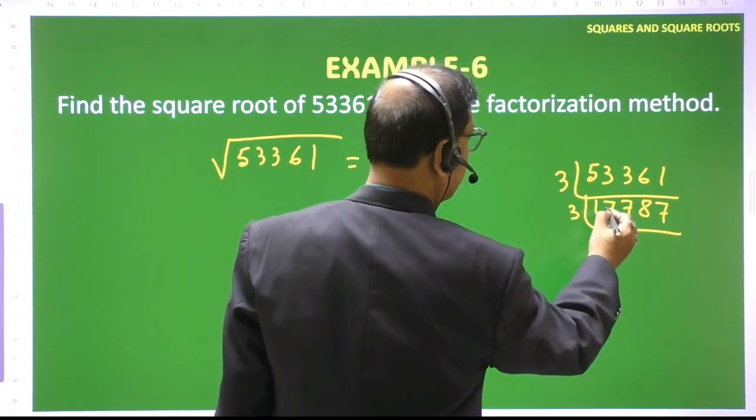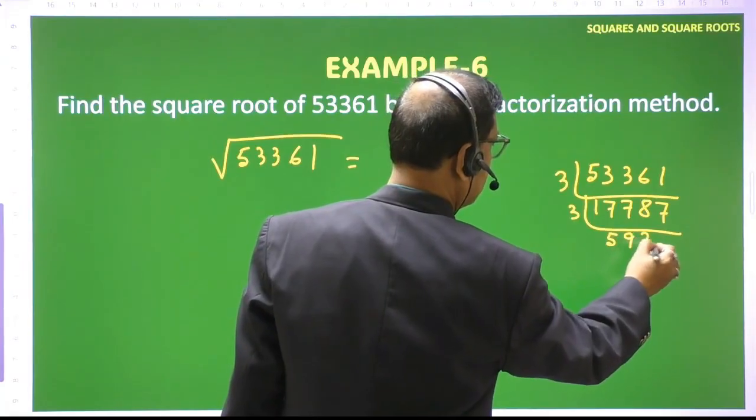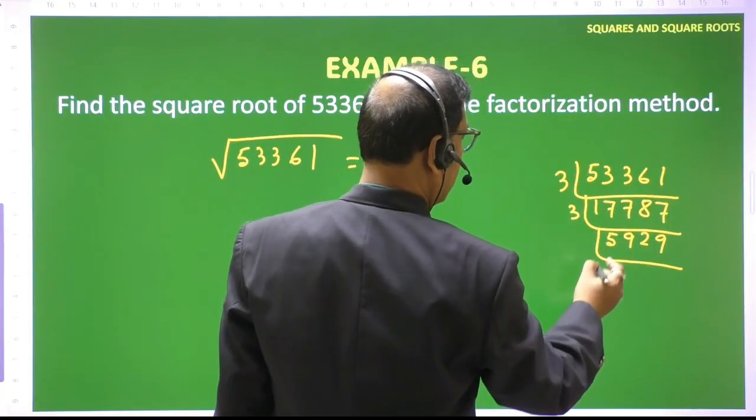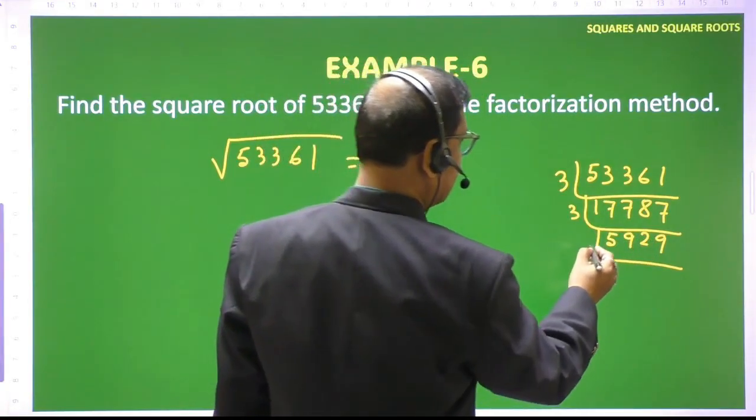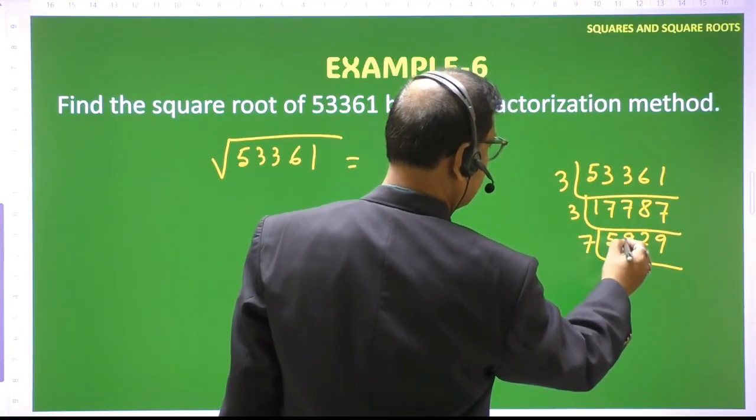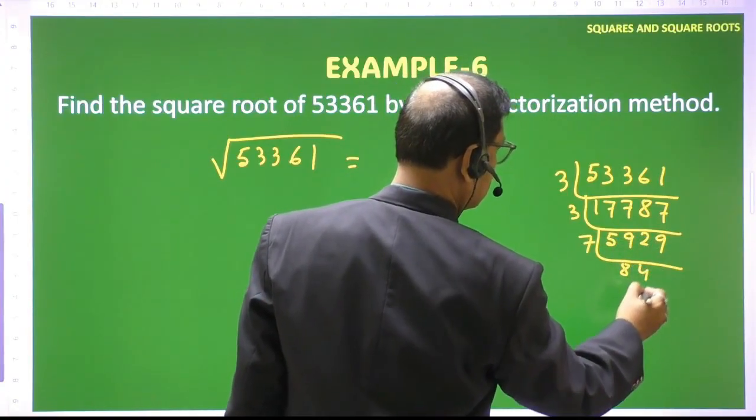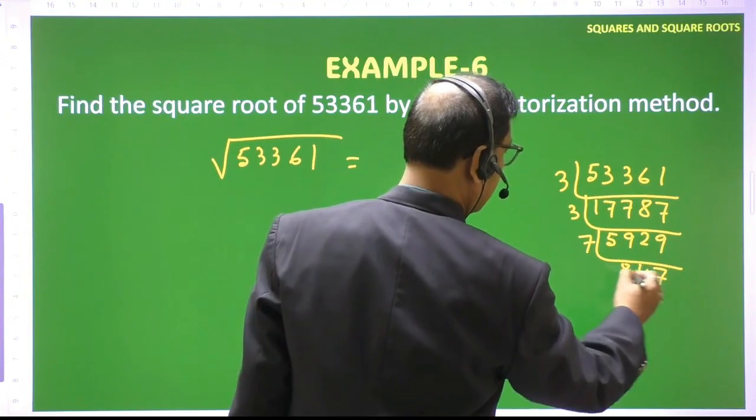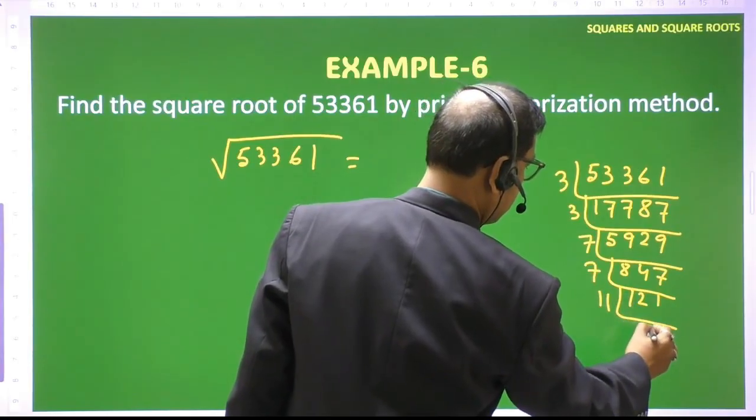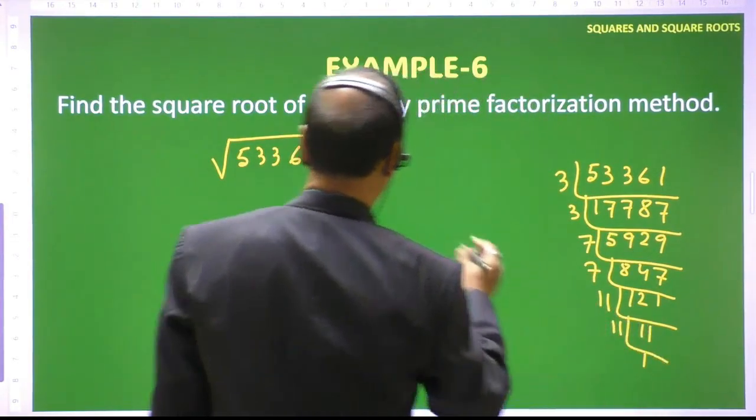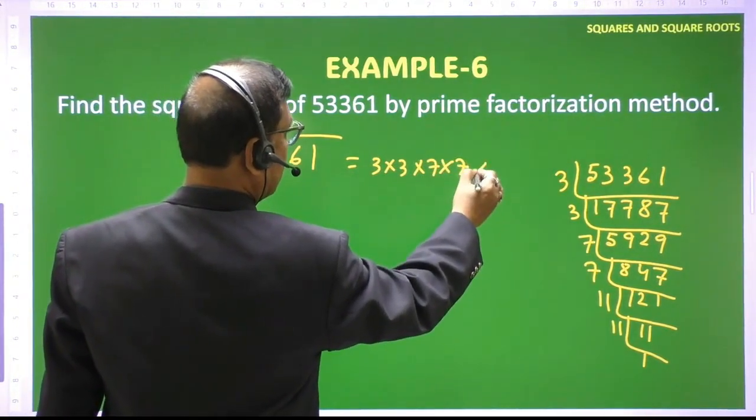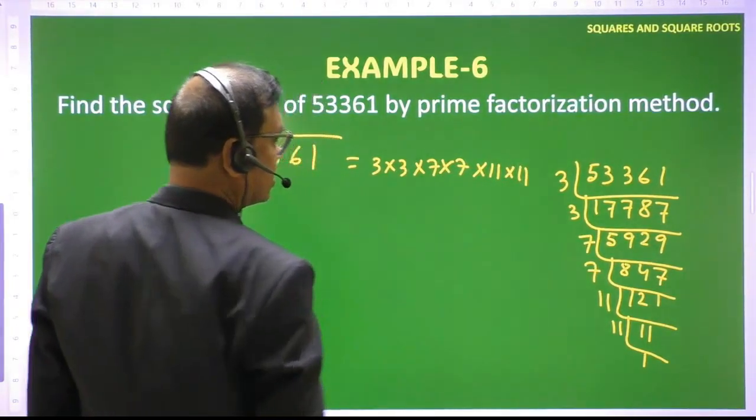3, 5, 15, 3, 9, 27 and 29. Again check it. 11, 9, 20, 25. That is not divisible by 3. Now check 7. 7, 8 the 56. Yes. 7, 8 the 56. 32, 7, 4 the 28. 7, 7 the 49. Again 7, 12, 1. Now 11. So 3, 3, 7, 7, 11, 11. Is it clear?